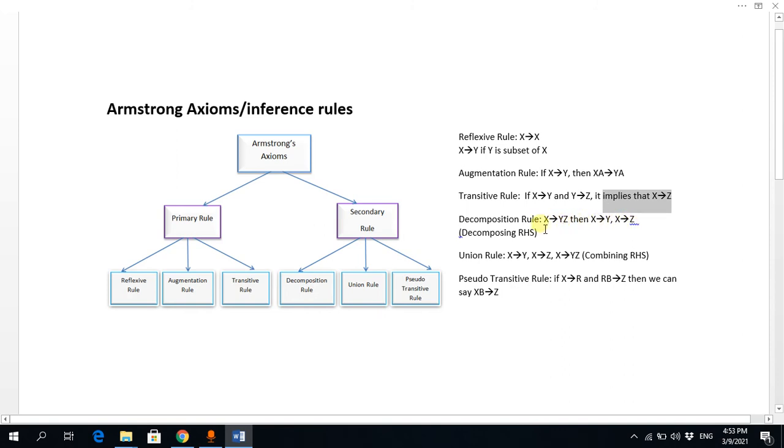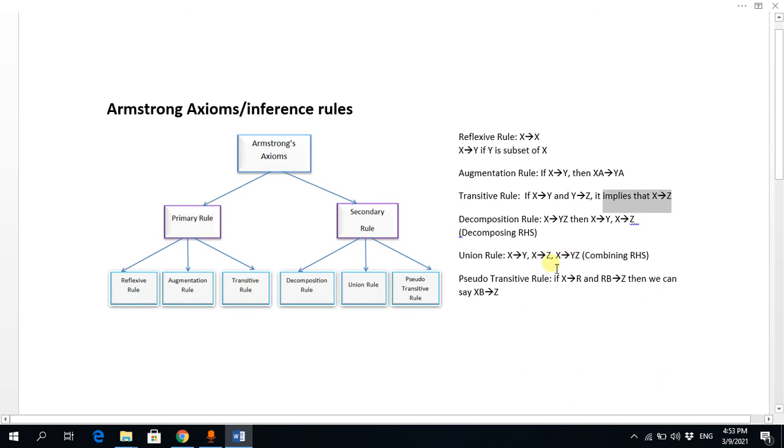Similarly, the union rule says you can combine the right hand side of 2 functional dependencies into one. Like if x can determine y, and x can determine z, then you can also write it as x can determine yz.